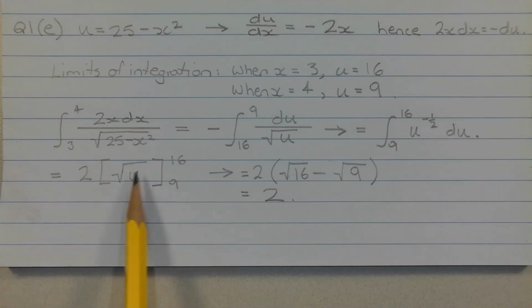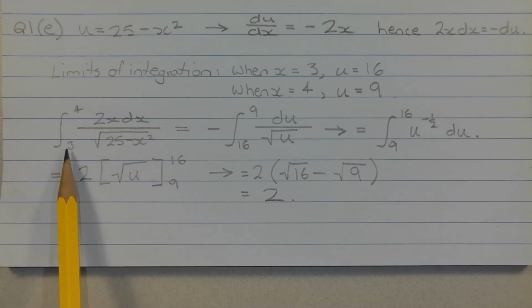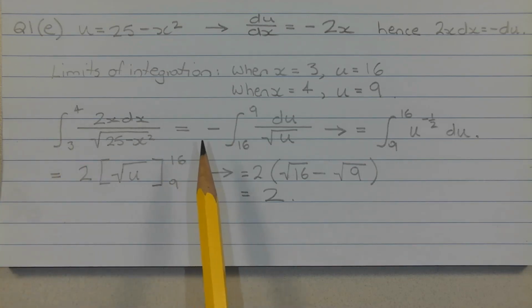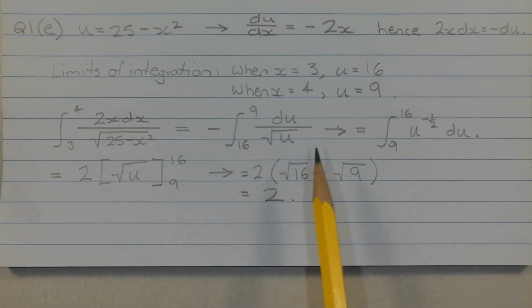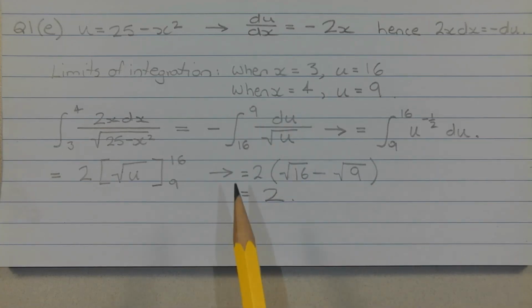So the original integral, that's the integral of 2x dx over the square root of 25 minus x squared from x equals 3 to x equals 4, becomes negative integral from u equals 16 to u equals 9 of du over the square root of u. Notice that the limits look like they're back to front. In other words, the lower limit is larger than the upper limit.